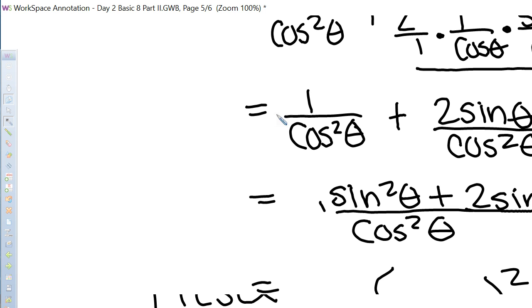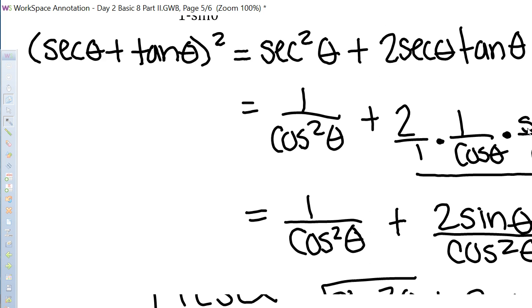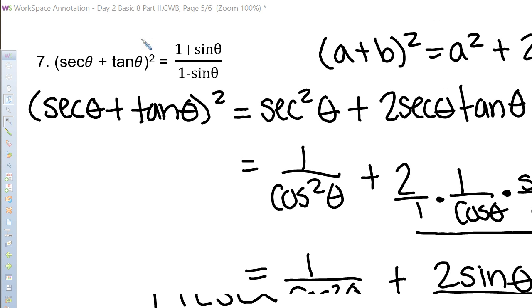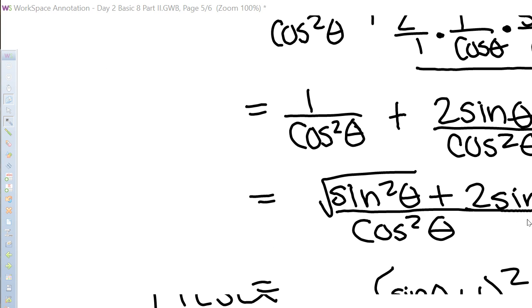Square root of the first term, what's the square root of sine squared of theta? Sine of theta. And square root of the last term, square root of 1 is 1. The middle term is positive, plus sign in the middle. Now, let me go back to the top. We're trying to get this to equal 1 plus sine of theta over 1 minus sine of theta.